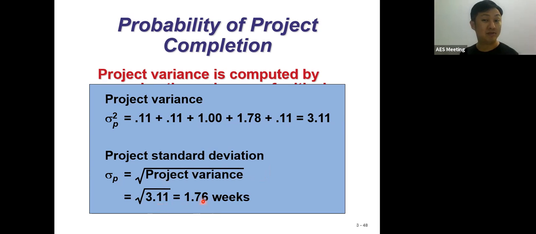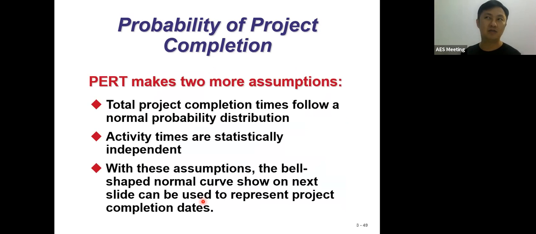What is meant by this 1.76 weeks? It means the project can be delayed or can finish earlier by plus or minus 1.76 weeks. For the probability itself, we have some assumptions. First, we assume that the completion time of the project follows the normal distribution. Second, we assume that activity times are statistically independent.